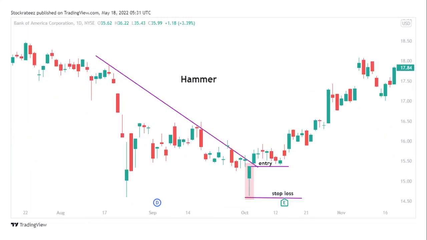So let's talk about another hammer. This one actually has a little bit larger of a real body, but the shadow is still pretty long. Maybe it's not twice the size of the real body, but all that matters is this wick. This wick is propelling price in an upward motion. So buyers are just kicking the sellers out. They're saying, we're taking this thing higher.